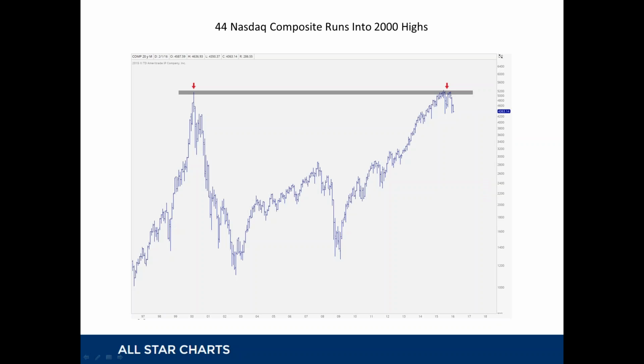Chart number 44 is an oldie but a goodie. You guys that have been following me for a while know that I've been pointing to this chart, really since the beginning of 2015, as prices were getting close to that level. We're looking at a 20-year chart of the NASDAQ Composite running into the March 2000 highs and immediately reversing. And this is what had me worried in terms of the market since last summer.